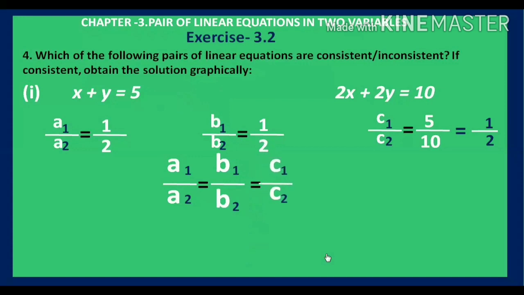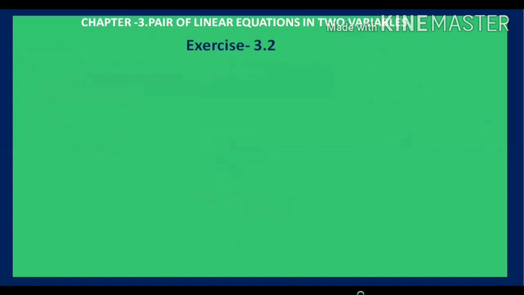If all three ratios are equal, then the system is consistent. We also did this earlier in the second part: the system is consistent and has infinitely many solutions, and we get coincident lines. So the first part is done, we found that the system is consistent. Then we have to solve this system graphically, so we need to draw a graph. So let's draw the graph of x plus y equals 5 and 2x plus 2y equals 10. So first x equals 5 minus y, we transpose y. Now put some values of y to get x.